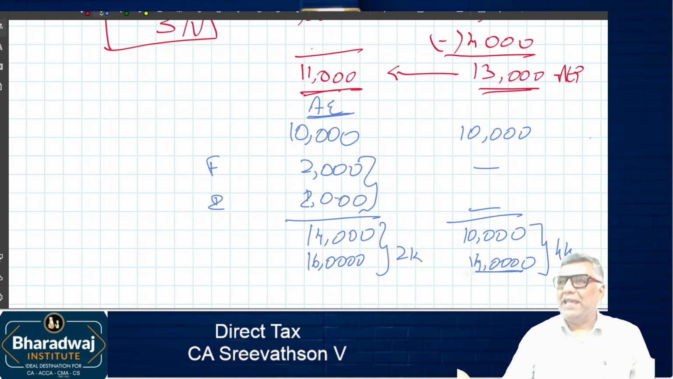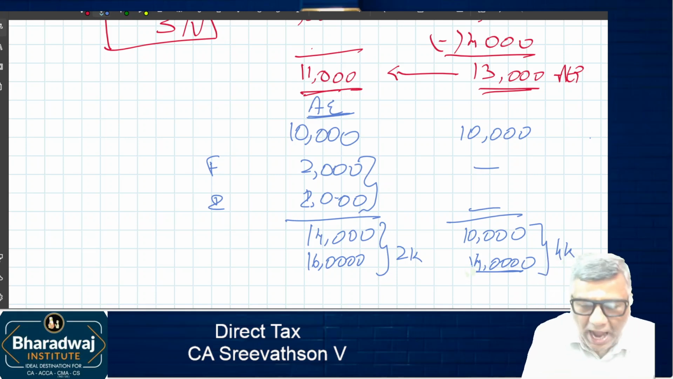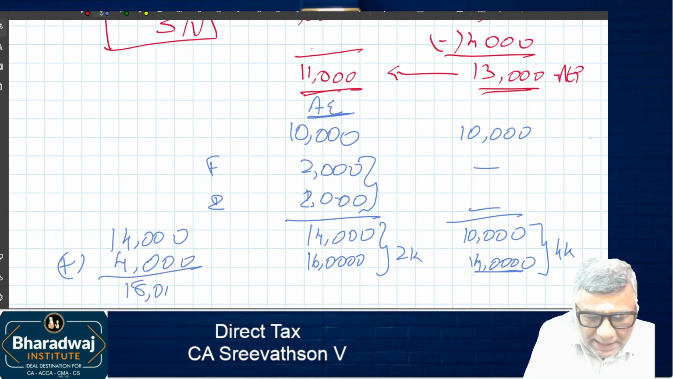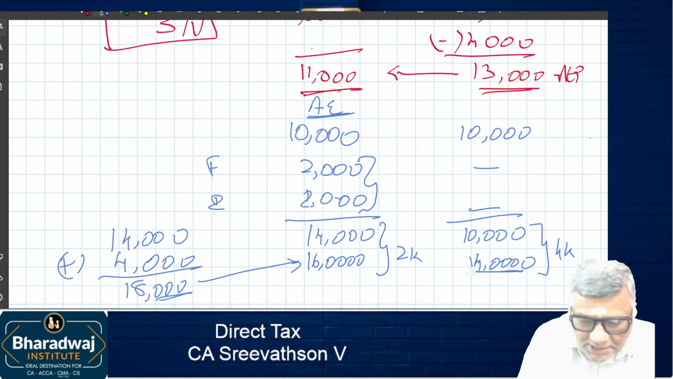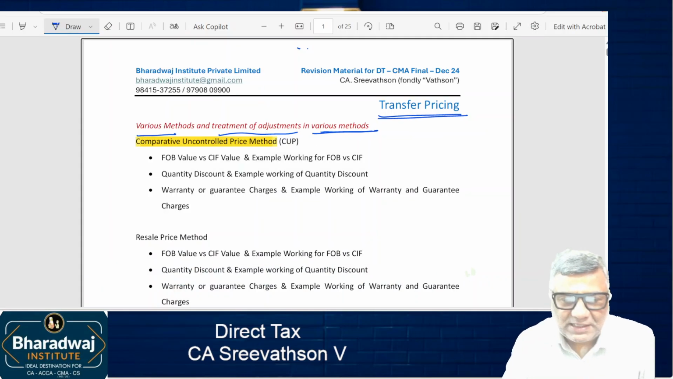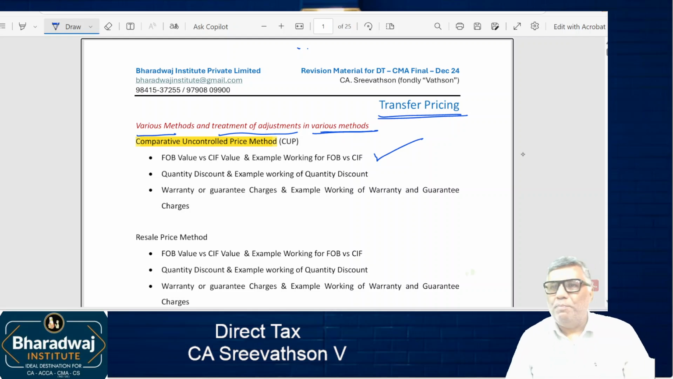So to find out what should be CIF, I should add insurance and freight. I take 14,000, add 4,000. So the price at which it should have been exported is 18,000, whereas you are exporting only at 16,000. So 2,000 rupees you should add. My ALP is 18,000. So the first type of adjustment is FOB versus CIF.